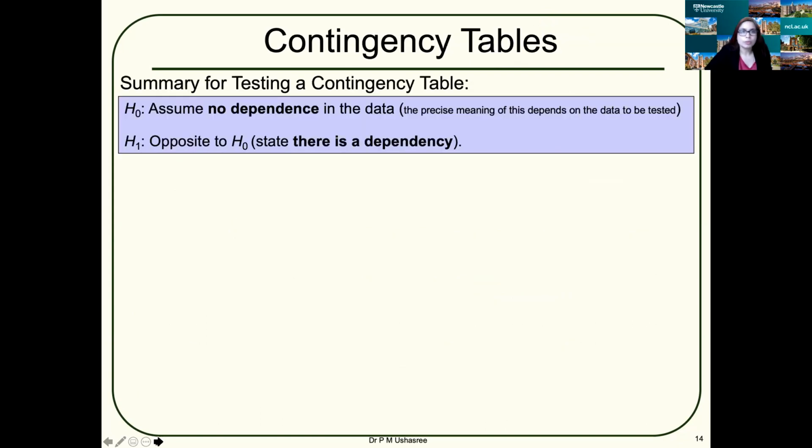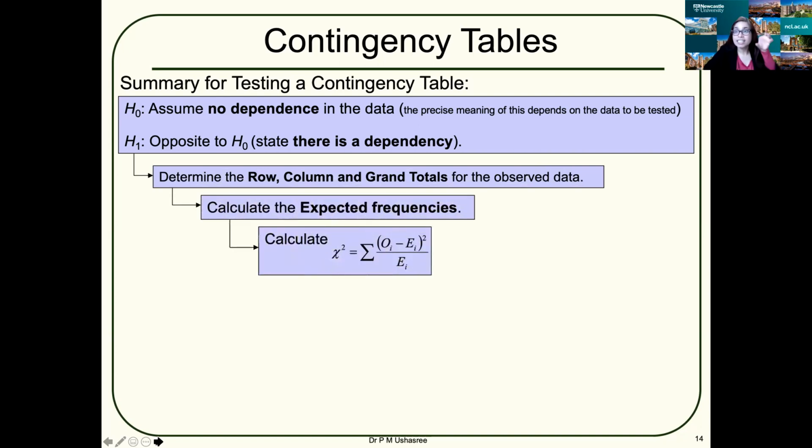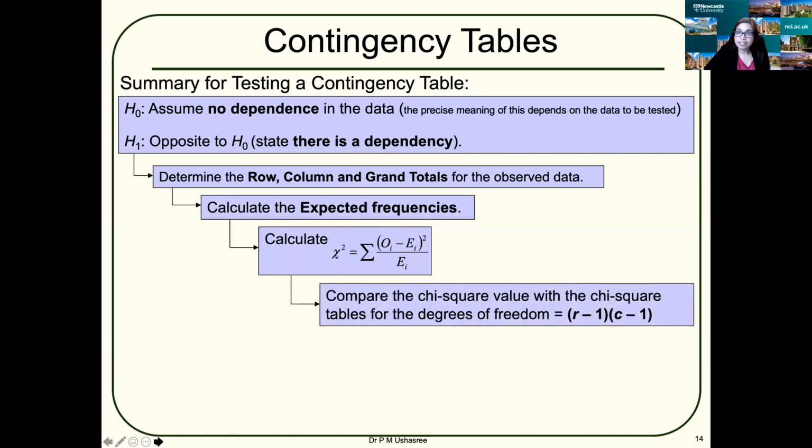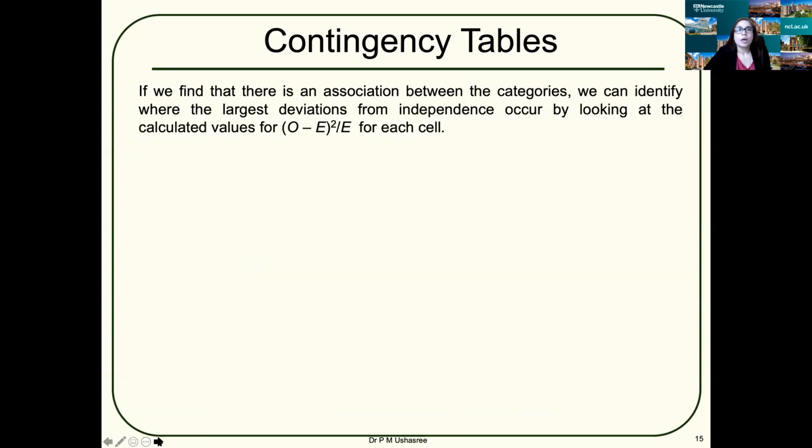The first step for carrying out a chi-square test on a contingency table is to state the null hypothesis, state the alternative hypothesis, calculate the row, column, and grand totals, calculate the expected frequency, calculate the chi-square statistic for each cell, and then compare it with the chi-square critical value for the given degrees of freedom. Then conclude by stating whether chi-square is significant or not significant, to reject or accept the null hypothesis.